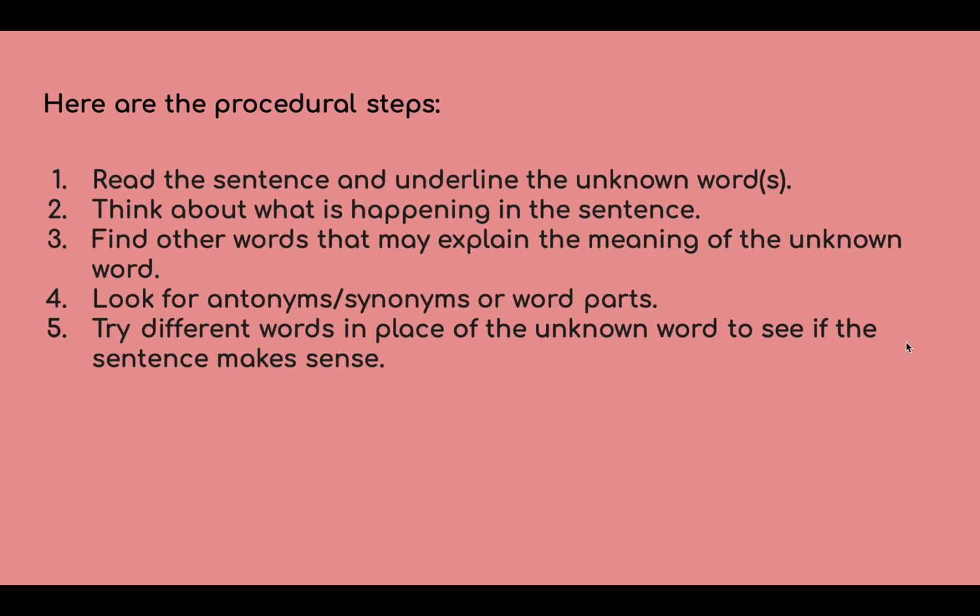Here are the procedural steps that you would take to use context clues and defining an unfamiliar word. Read the sentence and underline the unknown words. Think about what is happening in the sentence. Find other words that may explain the meaning of the unknown word. Look for antonyms and synonyms or word parts. So sometimes that step won't be available for us because not every sentence has an antonym or synonym in it. Step 5, try different words in place of the unknown word to see if the sentence makes sense.